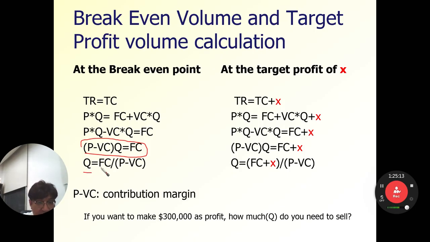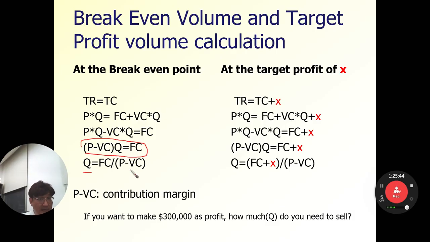Just think about this logically. You invest some money as a fixed cost. Then your goal is to eat up this fixed cost by the cash flow, the contribution margin. If this amount becomes equal, then you will reach the break-even point, right? In that sense, the break-even quantity is the fixed cost divided by the contribution margin.